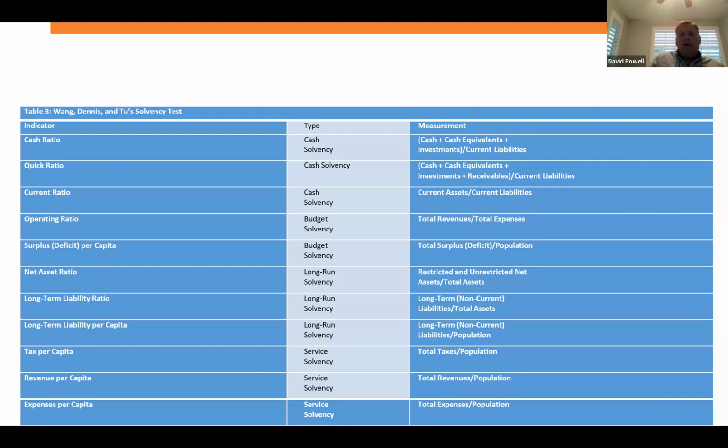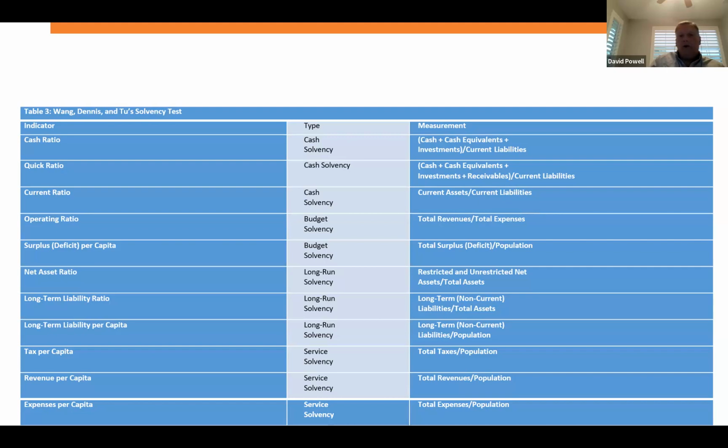Operating ratio, this is something that some people looked at when they answered the fiscal solvency question on the pre-instructional. Total revenues divided by total expenses. A very straightforward, very easy one. How much are you collecting versus how much are you spending? Surplus or deficit per capita, same type of thing that we saw in the Brown fiscal indicators. Net asset ratio, your restricted and unrestricted net assets divided by your total assets.